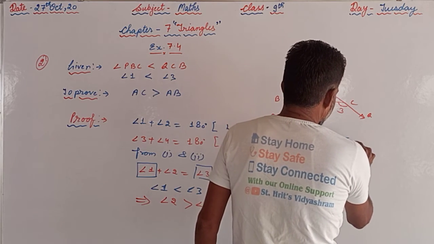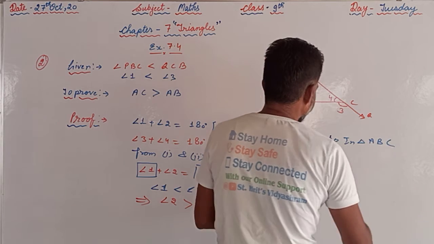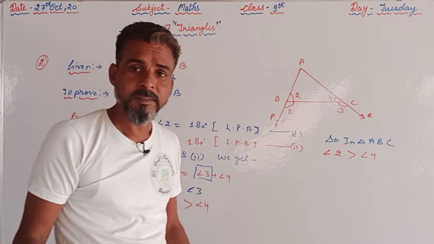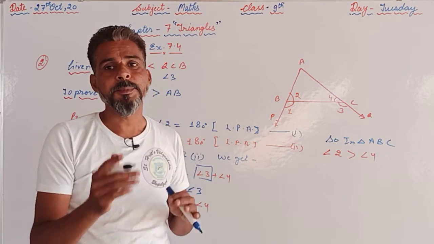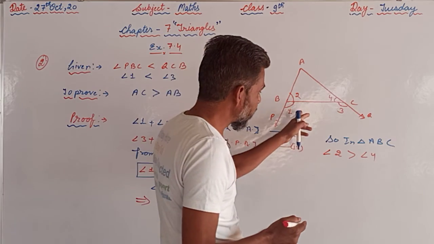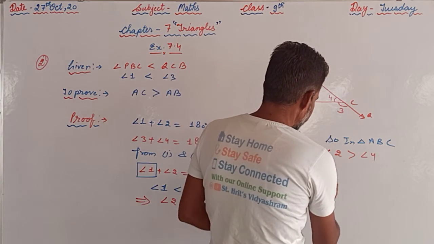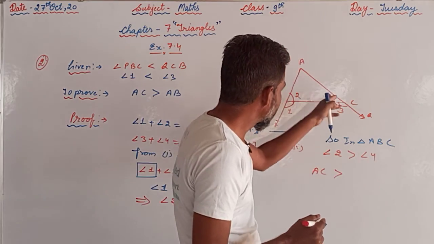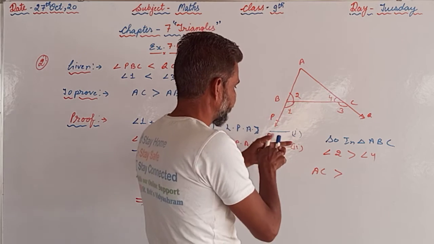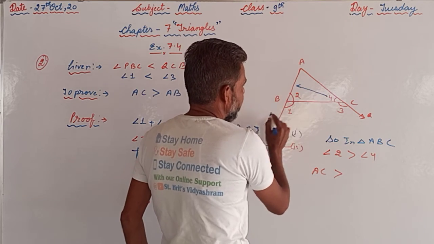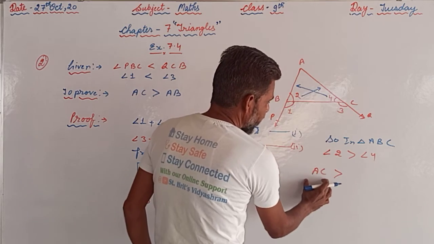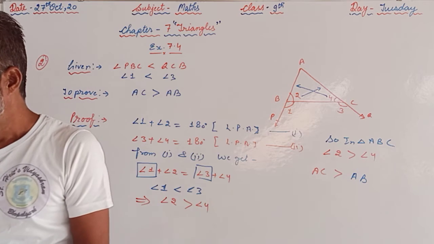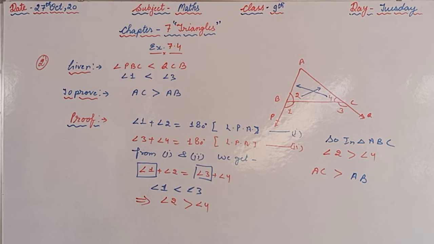So, in triangle ABC, angle 2 is greater than angle 4, and we know that a side opposite to the larger angle will be the longest one. So, the side opposite to the larger angle, angle 2, means AC is greater than the side opposite to the smaller angle, that is angle 4. The side opposite to angle 4 is AB, and the side opposite to angle 2 is AC. So, AC will be greater than AB, and the reason we are supposed to supply in the form of language, but I am repeating again and again.